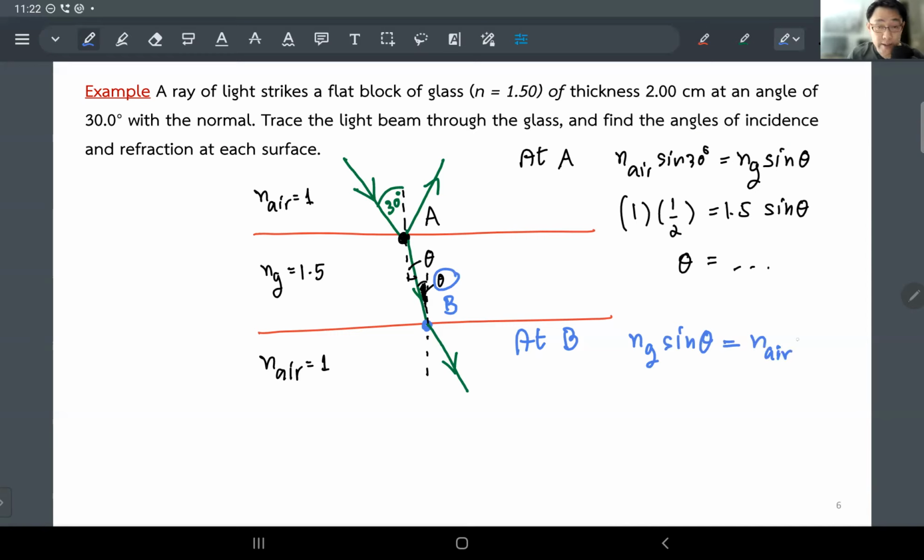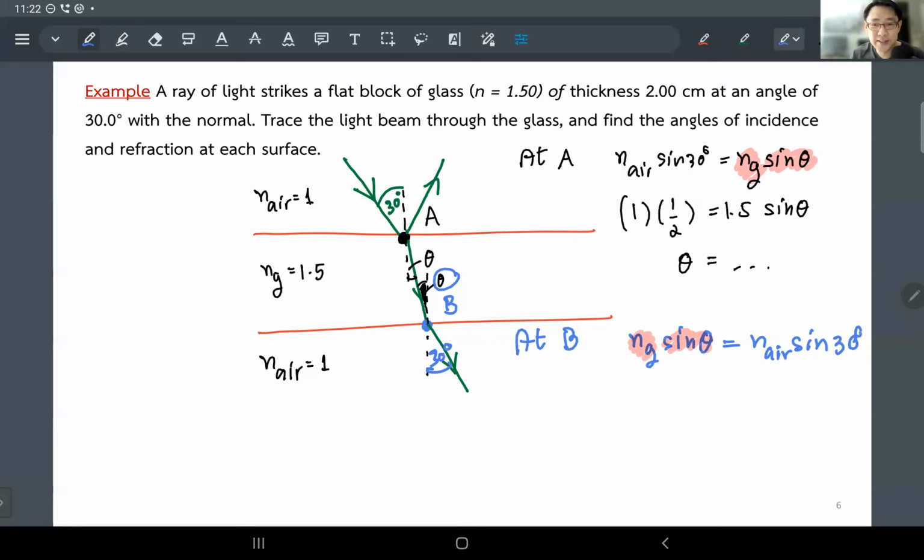sine what? But from the look of it, wait a second. You see that n glass sine theta, it's already here, n glass sine theta, right? See that? So it looks exactly the same. Well, yeah. So that's the reason why you know exactly that this light is going to come out at 30 degrees again.